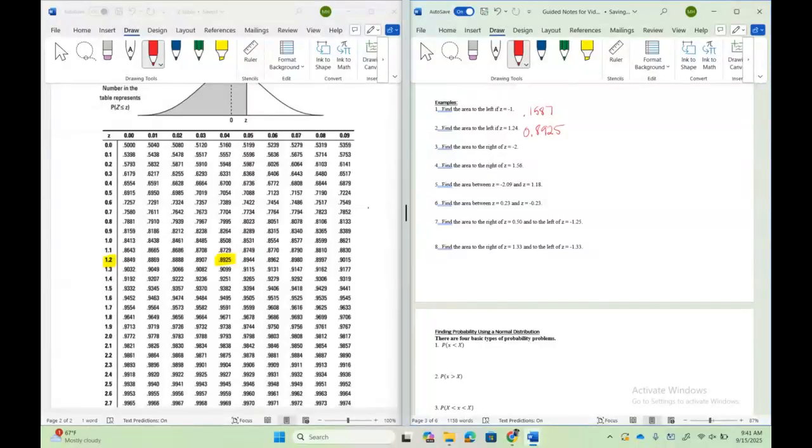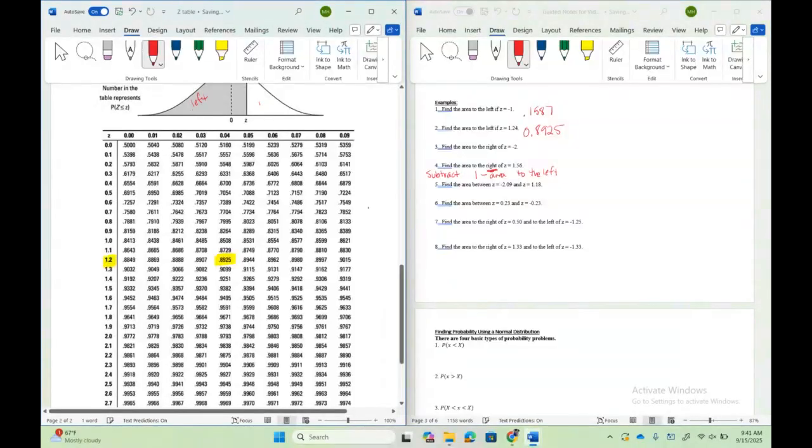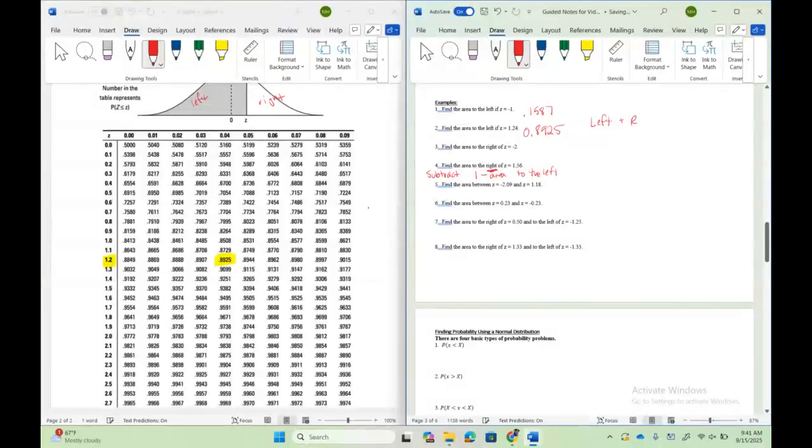All right, now we want to find the area to the right. Okay, so this is tricky. When that happens, we need to subtract 1 minus the area to the left, because this table is going to give us the area to the left. I need to find the area to the right. Well, the area from the left plus the area on the right will equal the total area, which is 1. So if I want to find that area to the right, I'll need to subtract the area from the left. So the area to the right will equal 1 minus the area to the left, and this is the area on the table.